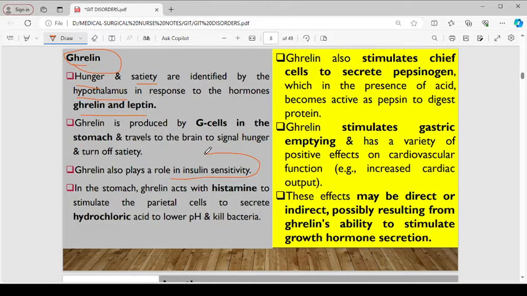In the stomach, you find that ghrelin will act with histamine to stimulate the parietal cells to secrete hydrochloric acid to lower pH and to kill bacteria. Ghrelin also stimulates chief cells. These chief cells will secrete pepsinogen, which in the presence of acid will become active as pepsin to digest protein. Ghrelin also stimulates gastric emptying and has a variety of positive effects on the cardiovascular functions. For example, it increases cardiac output. These effects may be direct or indirect, possibly resulting from ghrelin's ability to stimulate growth hormone secretion.